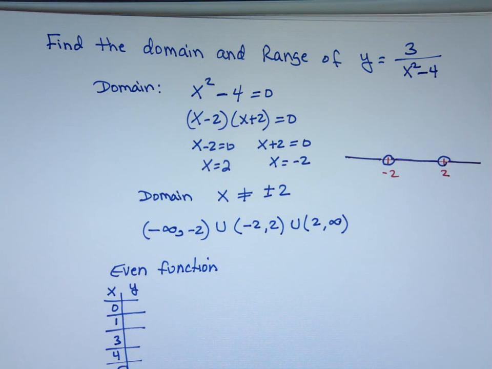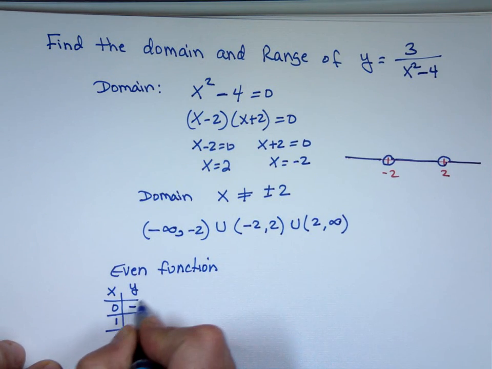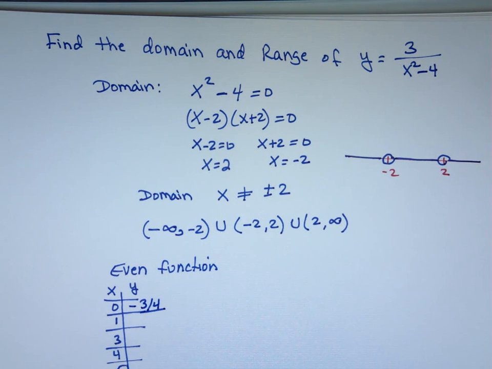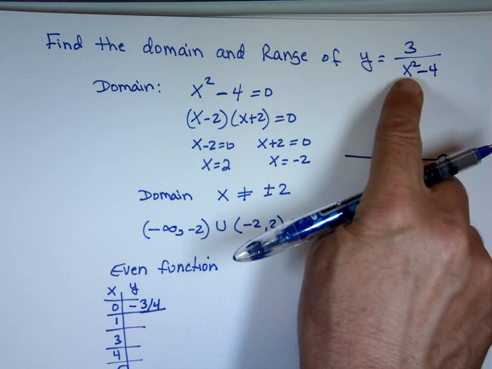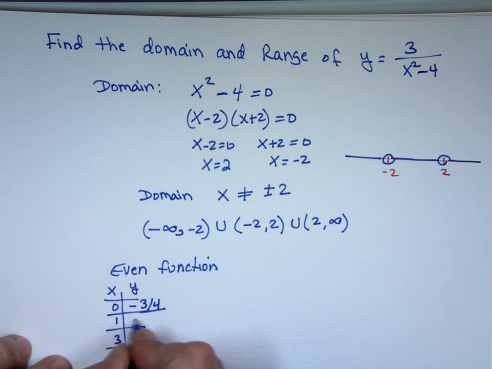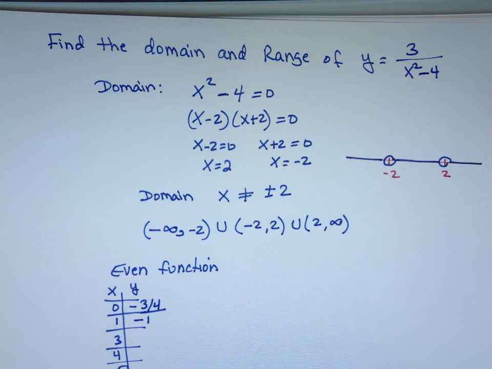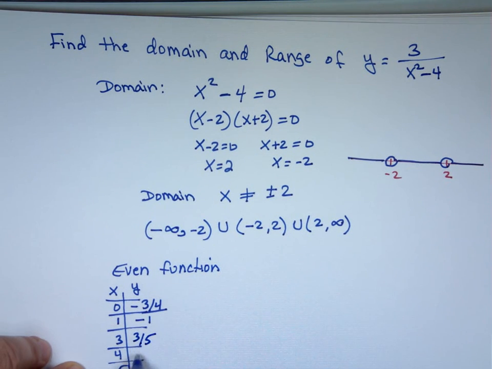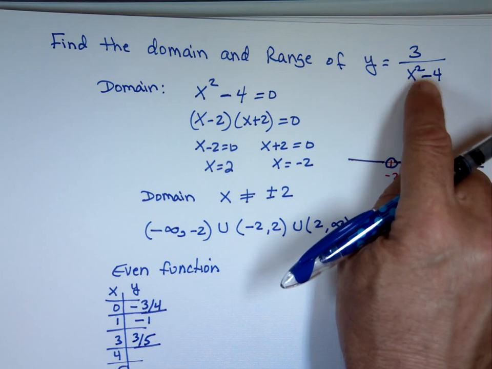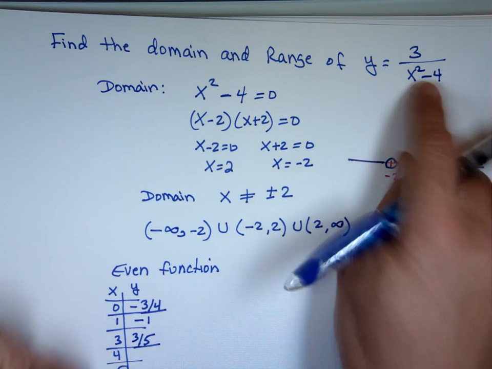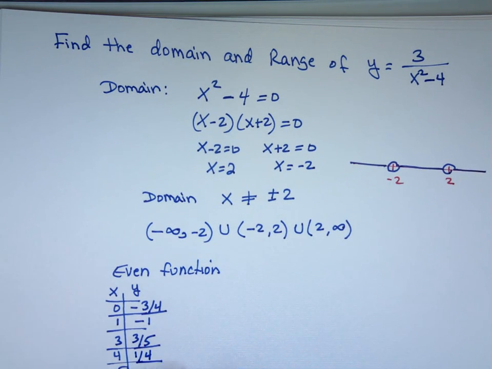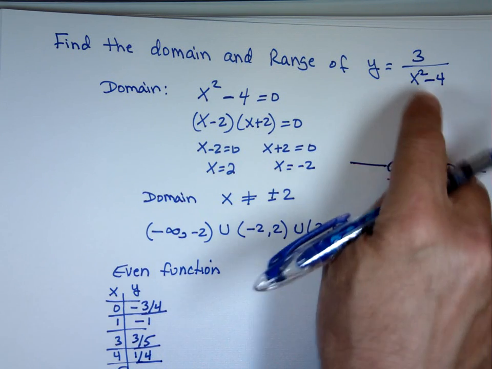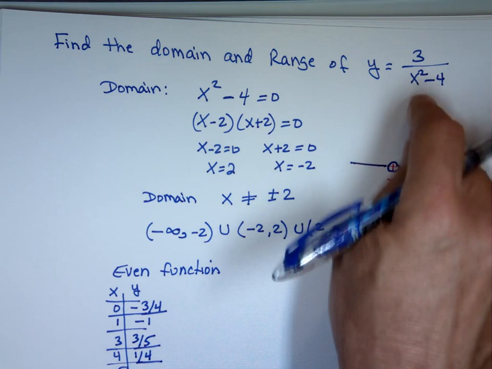When x is 0, that's 3 over negative 4. That's negative 3 over 4. When x is 1, what do we have? That's 3 over negative 3, right? Which is negative 1. When x is 3, the bottom is 9. 9 minus 4 is what? 5? 3 over 5. When x is 4, 16. 16 minus 4 is what? 12? 3 over 12, which is what? 1/4, is it? When x is 5. 25 minus 4 is what? 21? 3 over 21, 1/7.